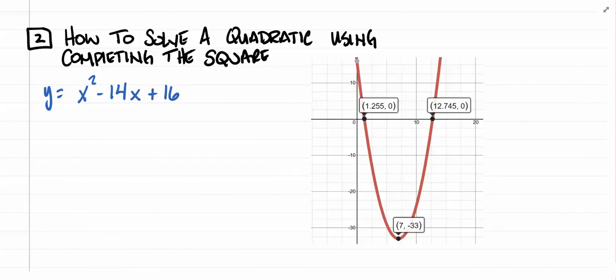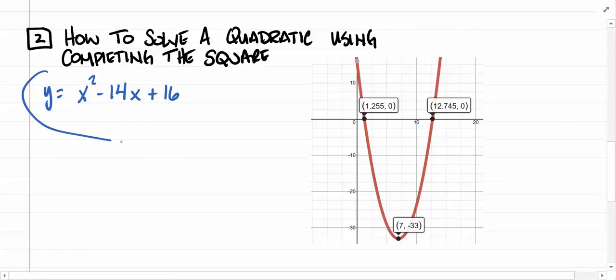Okay, here is box number 2, how to solve a quadratic using completing the square. Take, for example, this quadratic over here, x squared minus 14x plus 16. First of all, it's not a perfect square trinomial because half of negative 14 squared is not the number 16, so that's not going to work for us.